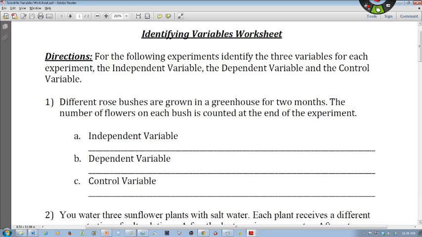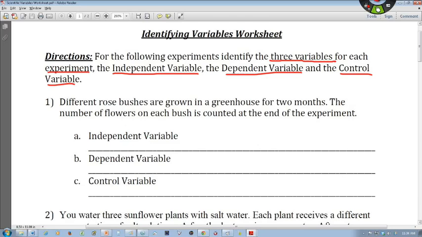The directions say, for the following experiments, identify the three variables for each experiment: 1, the independent variable, 2, the dependent variable, and 3, the control variable. Well, control variable is an idea that we have not talked about in class, so it's not something that I'm going to require you to know.